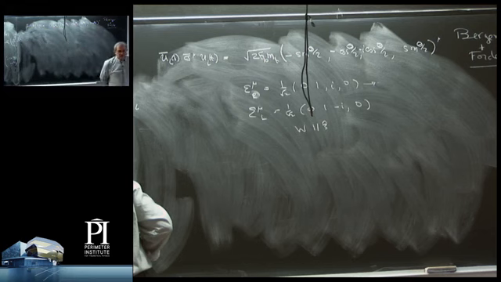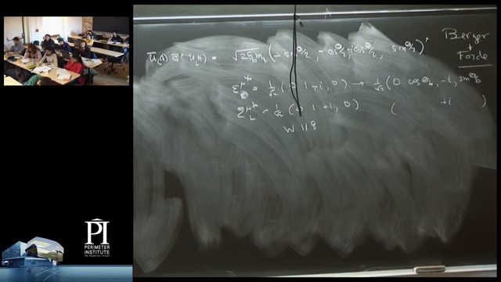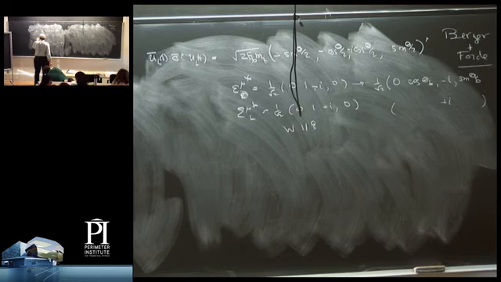Yes? Why is the coupling g over square root of 2 instead of just g? Ultimately, it's because the W plus is A1 minus i A2 over the square root of 2. Okay? Good.